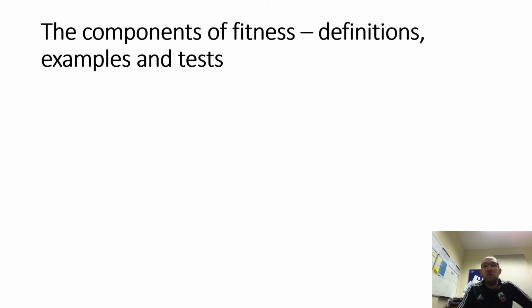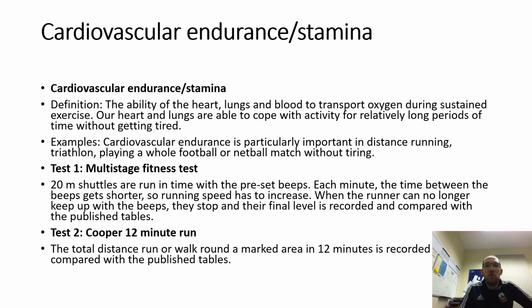So the components of fitness: definitions, examples and tests. So cardiovascular endurance and stamina. So the definitions, it's good to have a definition for each one of these in your head. It could ask you for a definition. So the ability of the heart, lungs and blood to transport oxygen during sustained exercise. Our heart and lungs are able to cope with the activity for relatively long periods of time without getting tired.